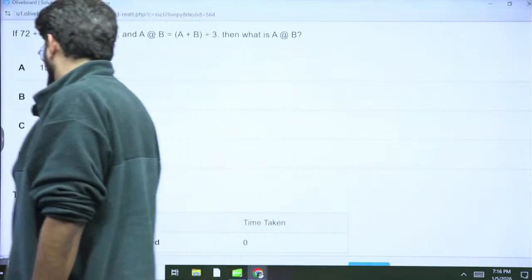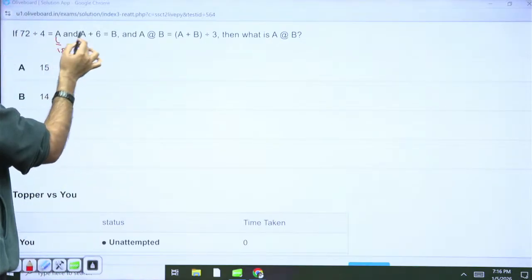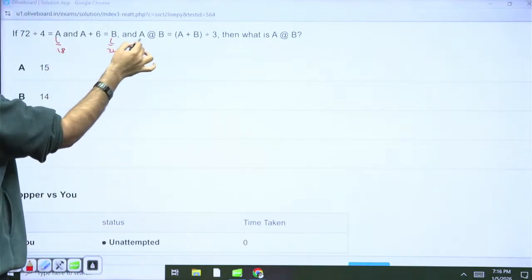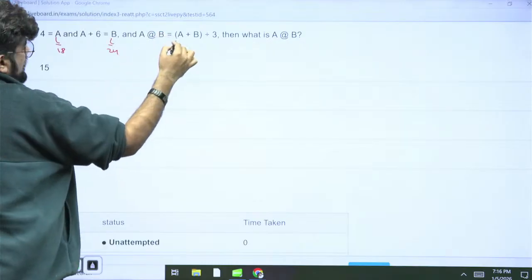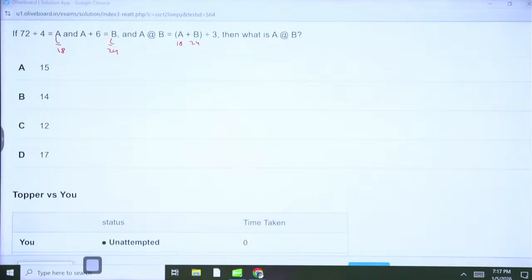72 divided by 4 is A. That means A is 18. 18 plus 6, B is 24. So 18 plus 24 divided by 3. That is 42 divided by 3 is 14. Option B is the right answer.